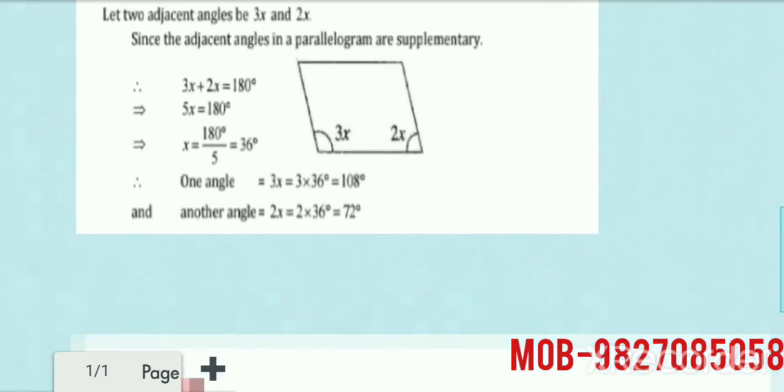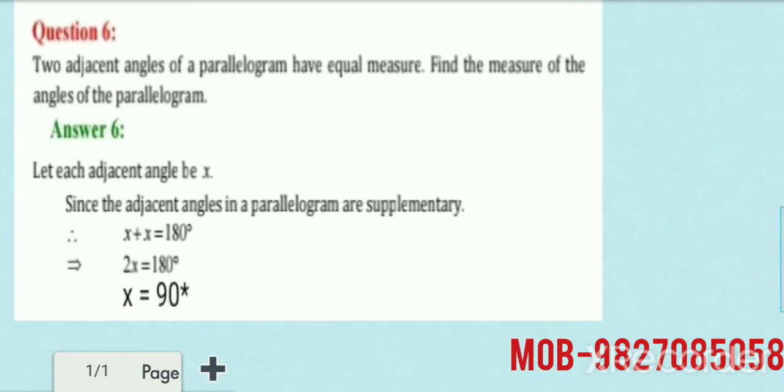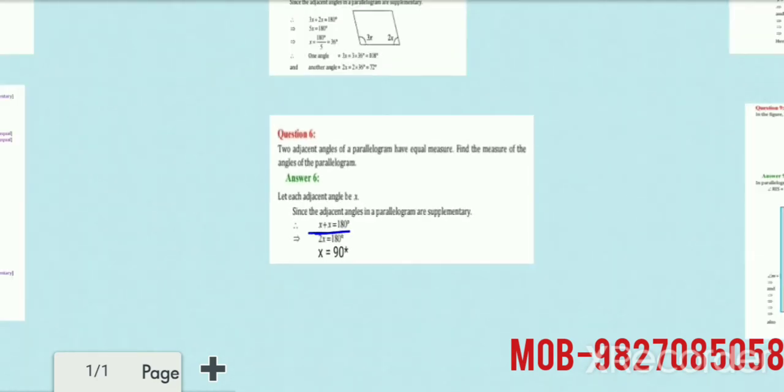Okay. Now question number 6. Two adjacent angles of a parallelogram are equal. Suppose x plus x. So this is equal to supplementary. We know that 180. Now the value of x is equal to 90 degrees. Okay.